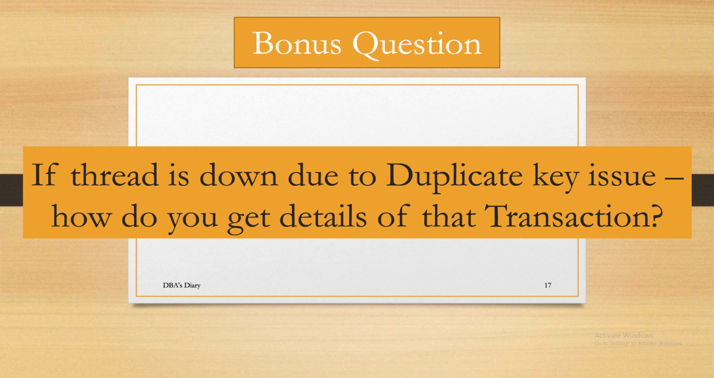Now, this is a bonus question. If a thread is down due to a duplicate key issue, how do you get details of that transaction? First run sysadmin log_first_tran, and then the data server name and the database name. You can run this command from the replication server itself. It will be written in the error log. What it does is log the transaction into the exception log. So this command has to be run on the replication server.